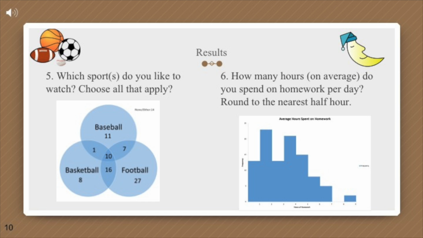Our 6th question was how many hours do you spend on homework per day on average? And the majority was in between 2 hours and 4 hours. There were a couple outliers at 8 to 9 hours. On an average day, based on the difficulty of the school, each student works at least 2 to 4 hours.